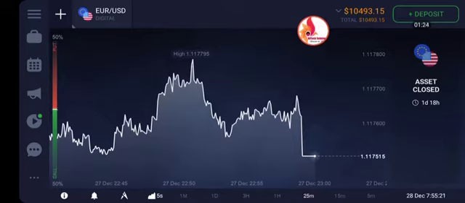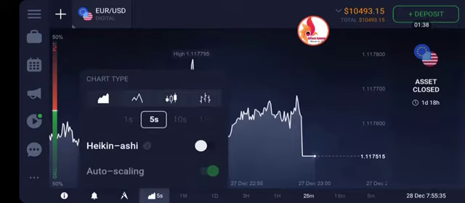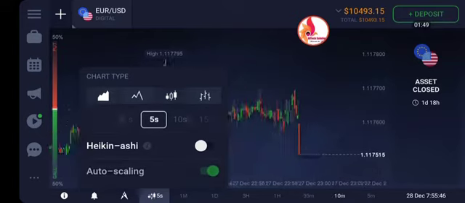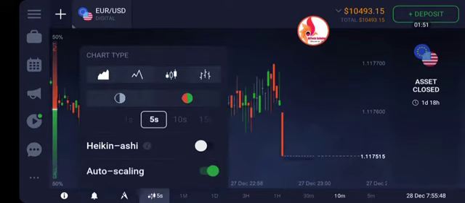I know many persons cannot actually see what I'm doing clearly, so I have to count it for you. So 1, 2, 3, 4. The fourth one, where you have 5 seconds, the time close to the symbol. So you touch it and the chart type will come up. So now we want to choose candlesticks. If you count from the left again, we have 1, 2, 3. So the third one is candlesticks. Just click on it, touch it. That is candlesticks.